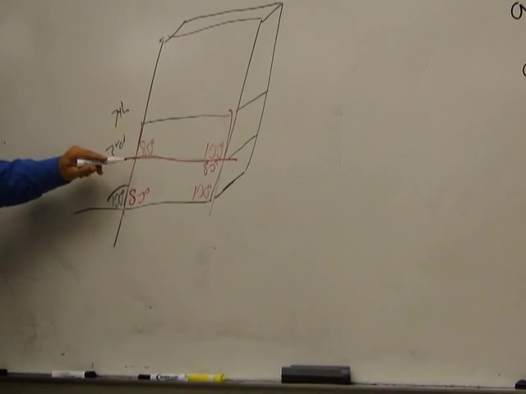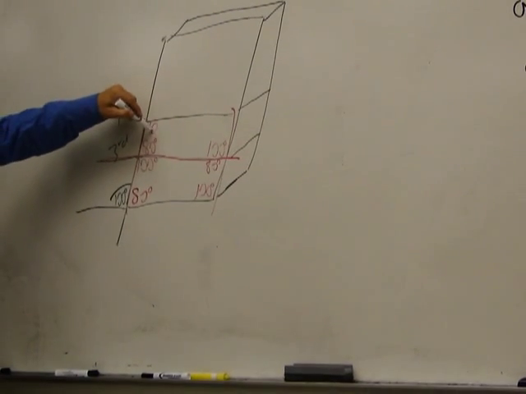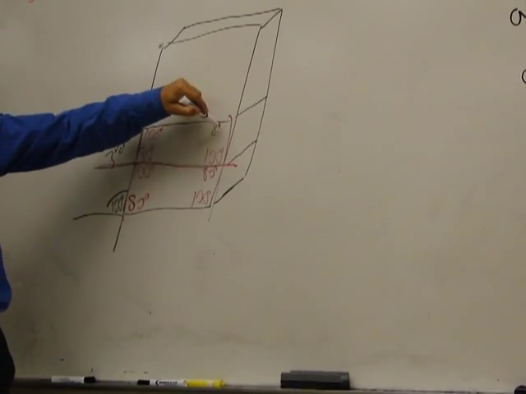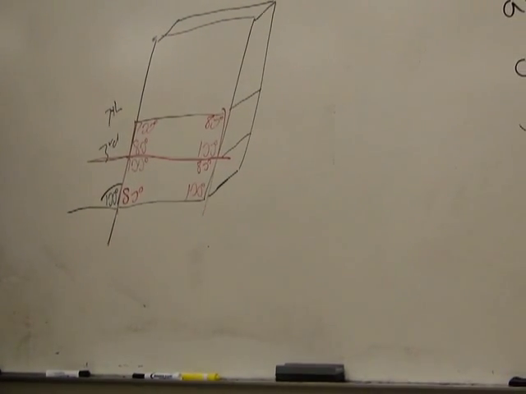And this one right here? 100. Good. This one here would be 100. This one would be 80. Okay, good. So we've got all of our parallel line properties showing up here.